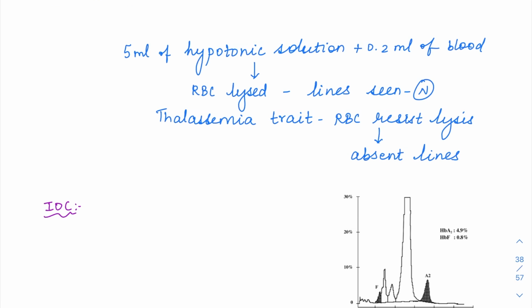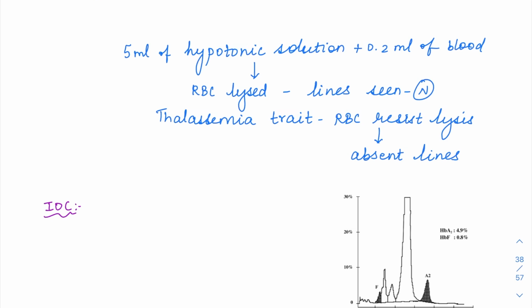And then what happens? The RBCs will be lysed because of the hypotonic solution. So when RBCs are lysed, you keep a paper with lines drawn on it behind the tube. When RBCs are lysed, you can clearly see the lines behind. But in thal trait, the RBCs are going to be quite resistant to hemolysis here. They are going to be much more resistant than normal RBCs. Okay, so they don't lyse.